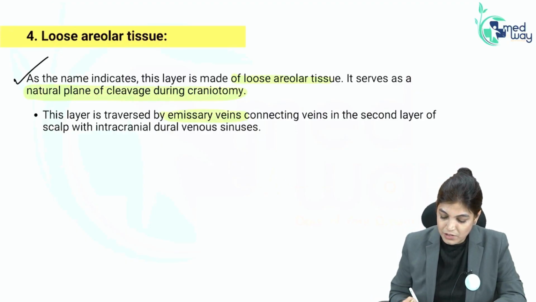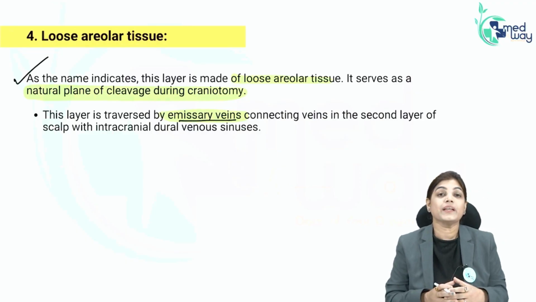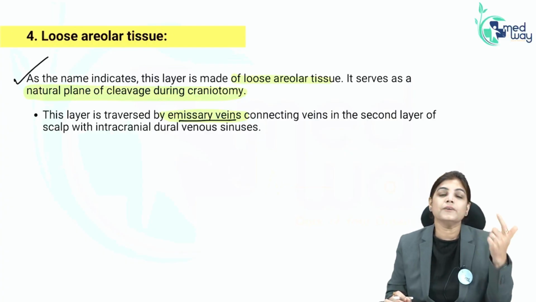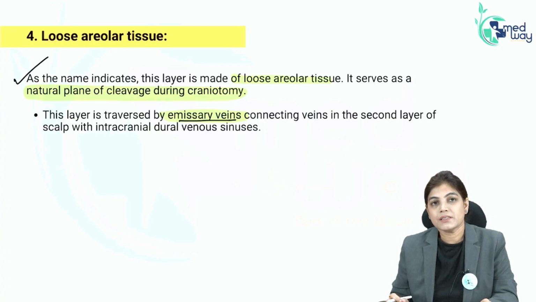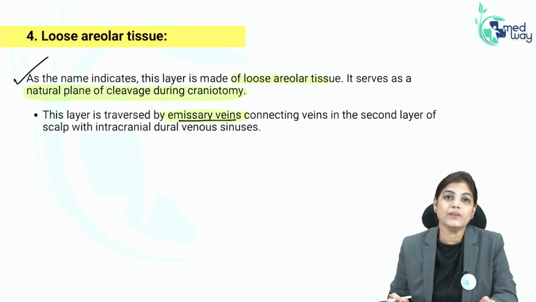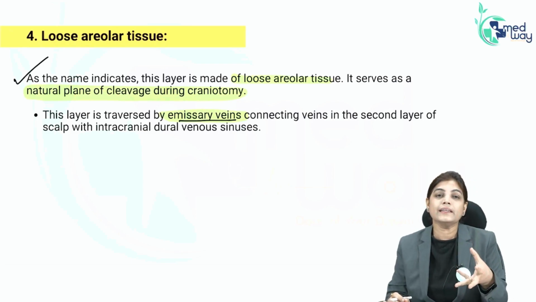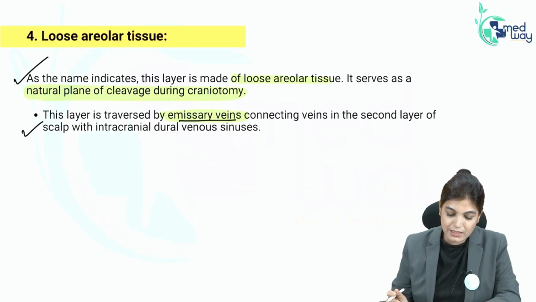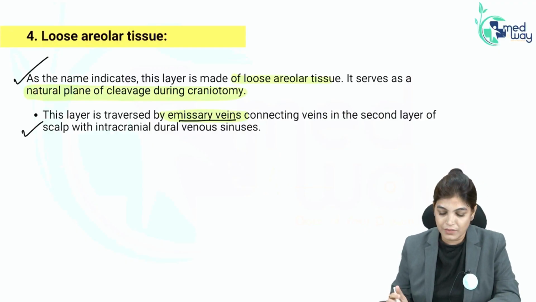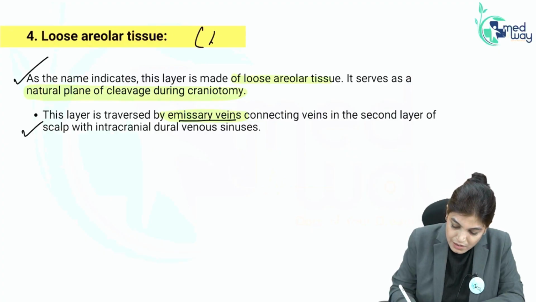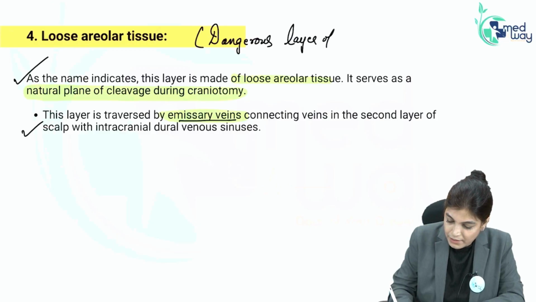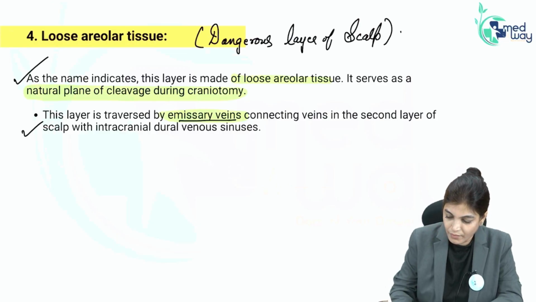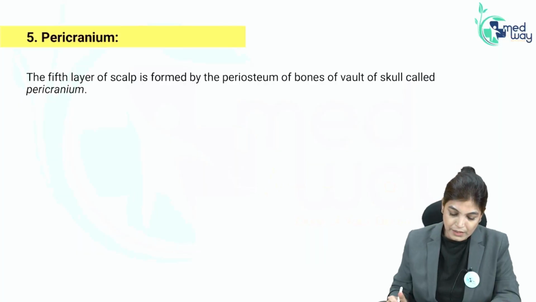So the layer is traversed by emissary vein, and the clinical importance of emissary vein is that this is connecting the veins on the external aspect of the skull and the face with that of the dural venous sinus. So that means it can lead the infection in the interior of the cranium. So this is the reason it is also called as the dangerous layer of the scalp. So loose areolar tissue is signified as the dangerous layer of scalp.